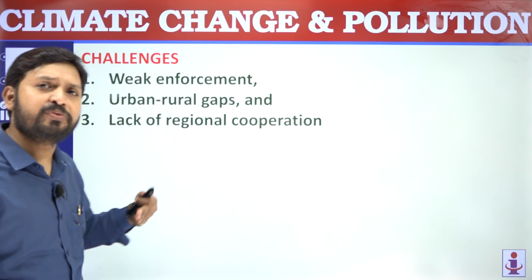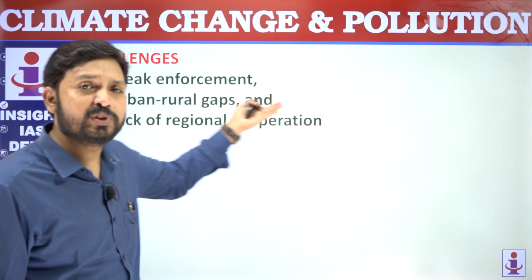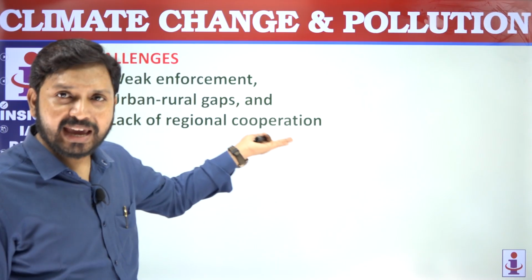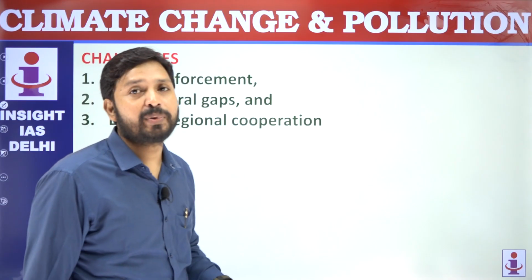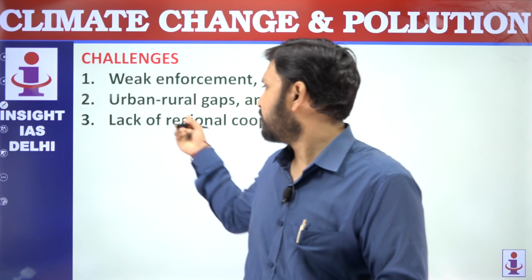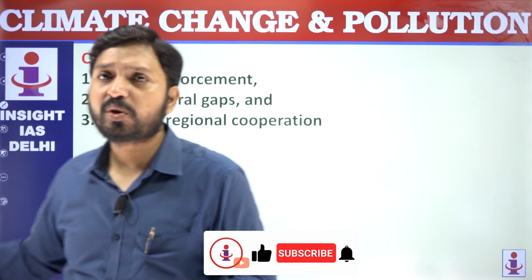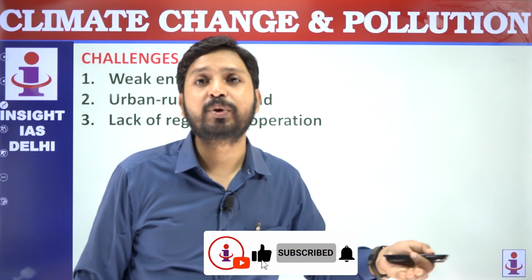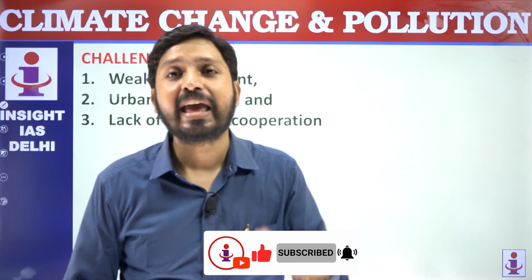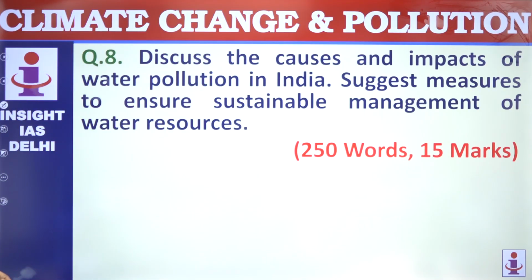But still, in spite of taking all these measures, certain challenges persist in the country. For example, weak enforcement, urban-rural gaps, and also lack of regional cooperation. For example, in winter, the entire Delhi is covered with smog, right? That is because of lack of regional cooperation. So all these challenges are there. If we can address these things, air pollution can be reduced. And if air pollution is reduced, we can have benefits in every aspect: health wise, economically, and environmentally. Is it clear? So we'll go to the next question.